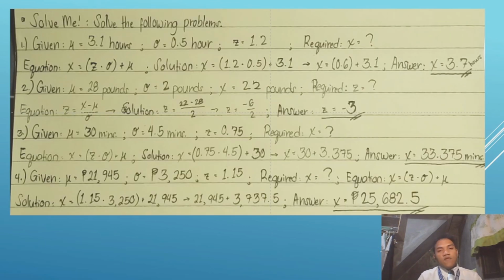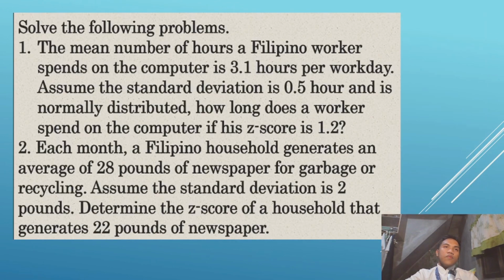So, for the second set of questions, we have here the solve me, or the problem solving questions. Here are the given problems, which are 1 and 2. In 1, the mean number of hours a Filipino worker spends on a computer is 3.1 hours per workday. Assume the standard deviation is 0.5 hour and is normally distributed. How long does a worker spend on the computer if his z-score is 1.2?